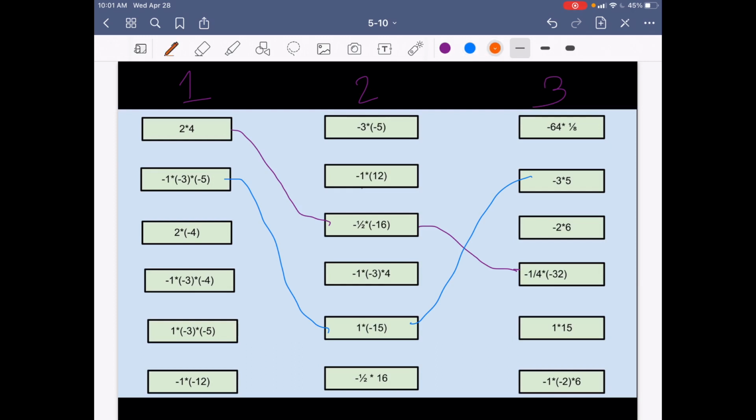I have 2 times negative 4. That's going to give me negative 8. So I want to find the equations that are going to give me negative 8. Looking down that middle column, I think it's going to be this last one. We're looking at the negative half of 16, and that would give us 8. Now we want to connect it to the third column. I need negative 8. And it looks like that first one, negative 64 times 1/8, is going to give us that 8, because 8 times 8 is 64. Negative 8 times 8 is negative 64, so that would connect.